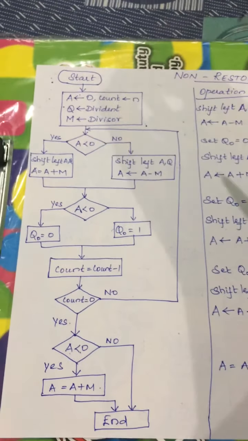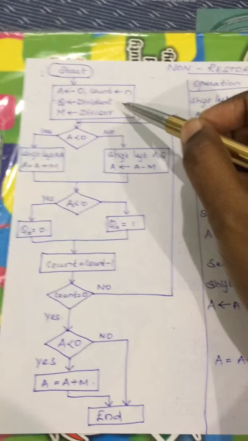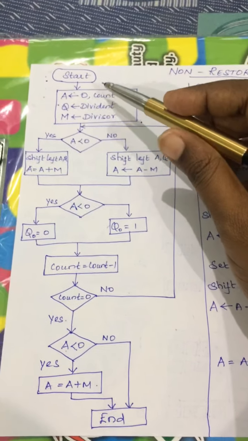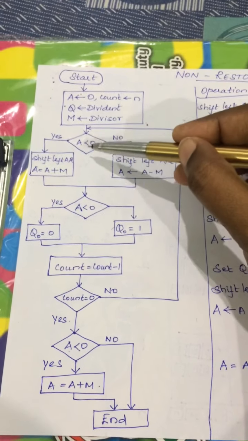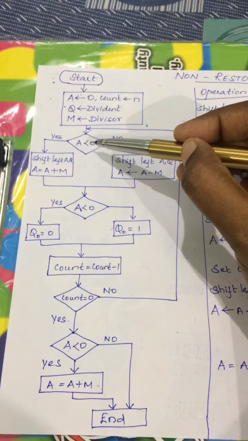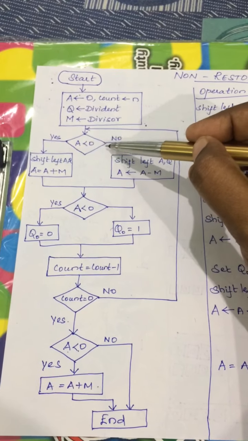Good evening students. Next we are going to discuss non-restoring division. So let's start over again here. Next we are initializing, same as in restoring, but here we are going to check the condition of A, whether A is less than 0.